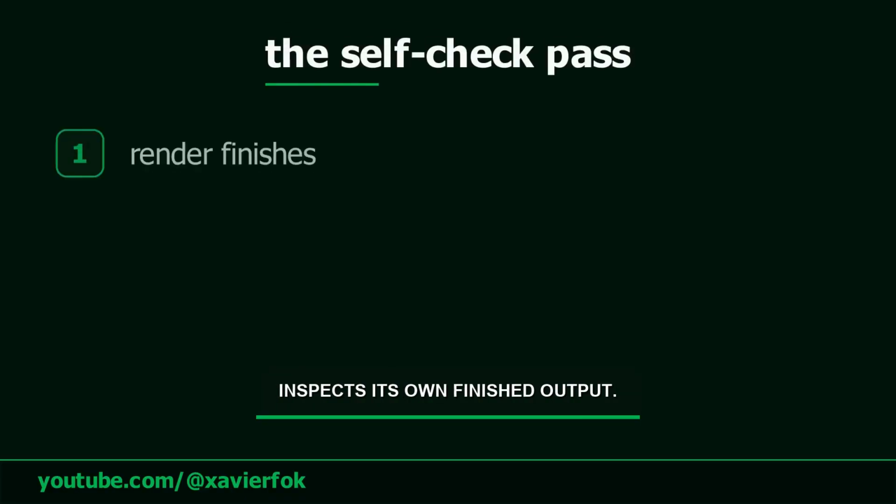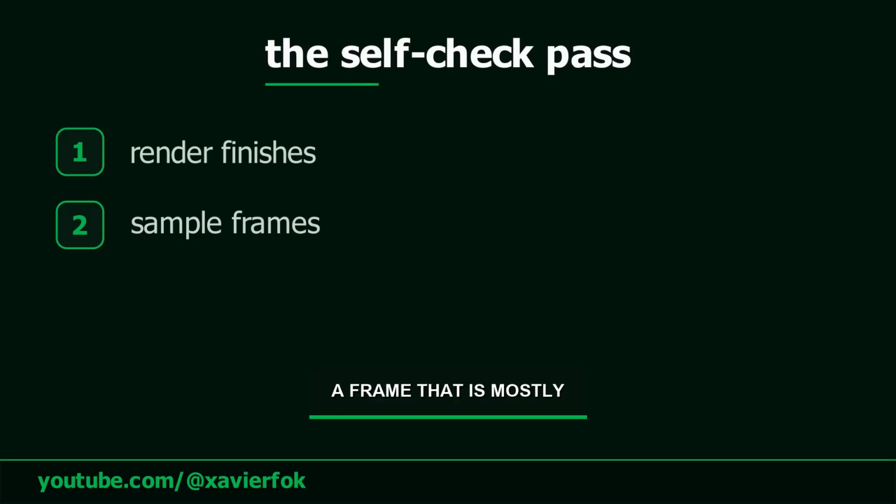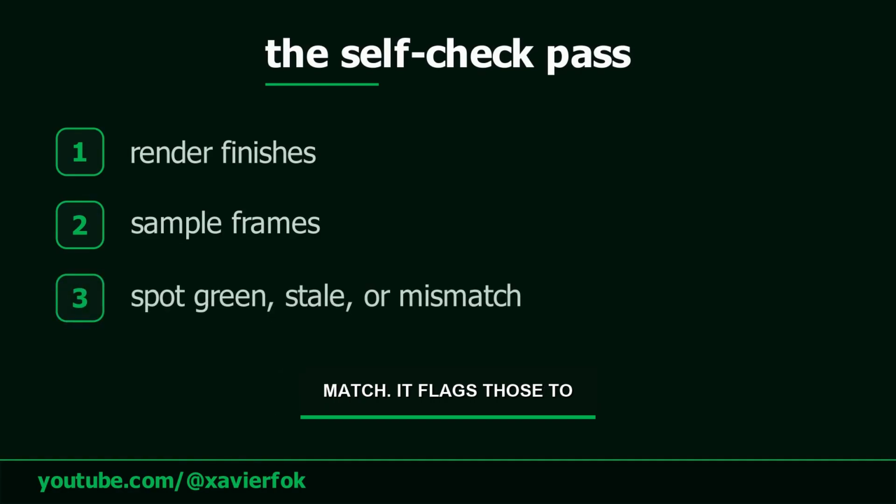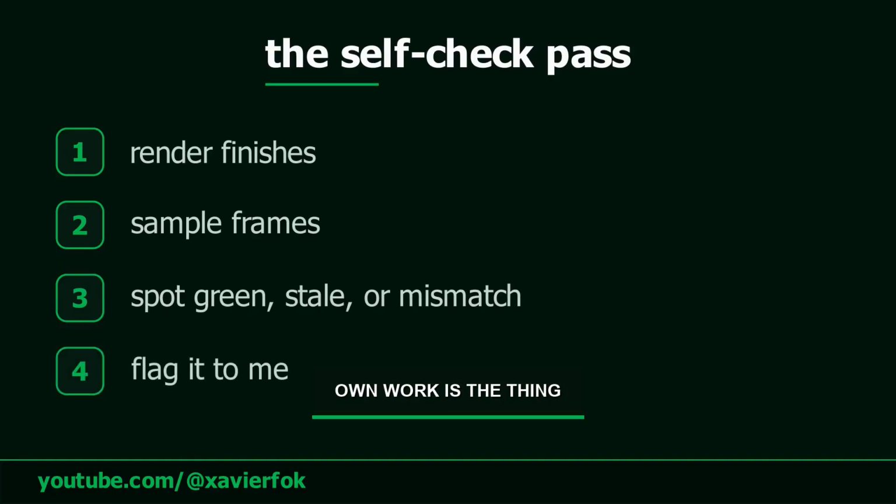So now the system inspects its own finished output. It samples frames from the video and looks for the tells: a frame that is mostly flat green, a stretch where nothing has changed for too long, footage that does not match. It flags those to me before I ever publish. The machine quietly checking its own work is the thing that turned this from a fragile toy into something I actually trust to run.